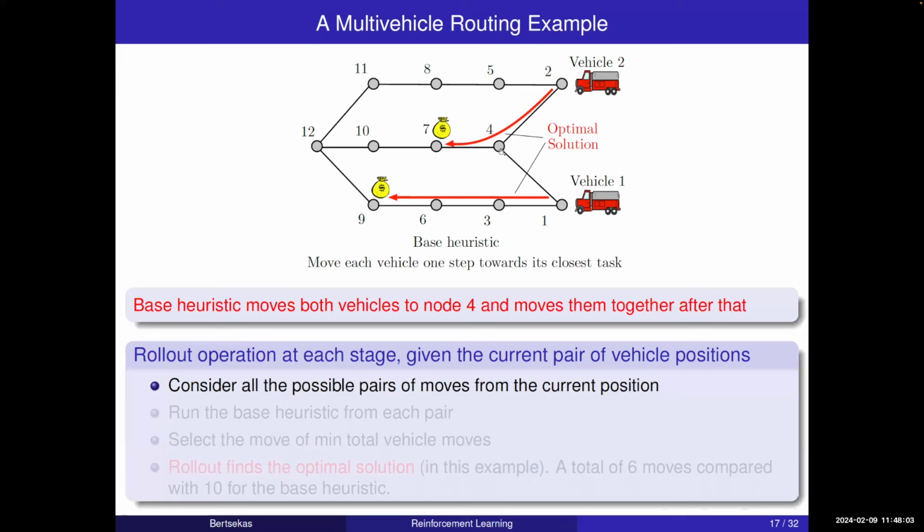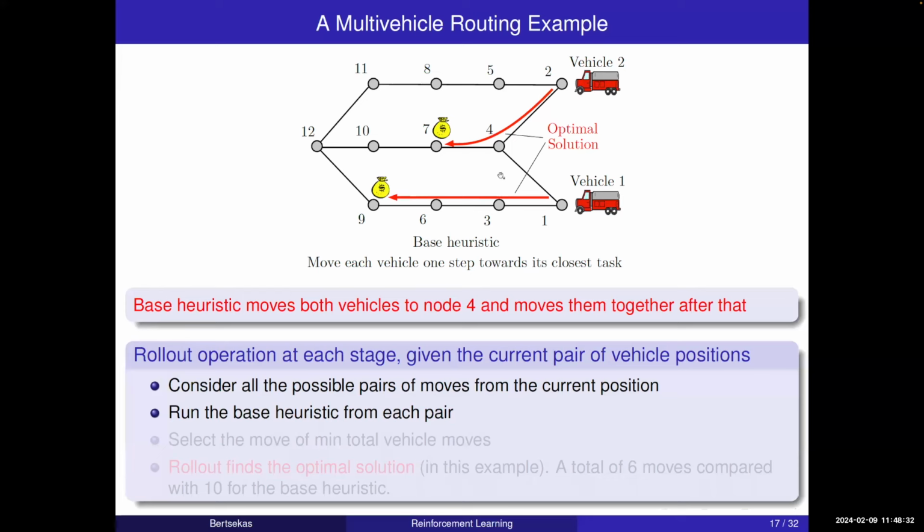So there are 4 possible Q factors here. Now, I already did the one for the base policy. We know that that one had a cost of 10. I won't do all 4 Q factors, but I'll pick one that I know is good. Let's pick the Q factor where vehicle two goes here to node 4, and vehicle one goes here to node 3. So using this Q factor as a starting point, we then simulate the base policy.